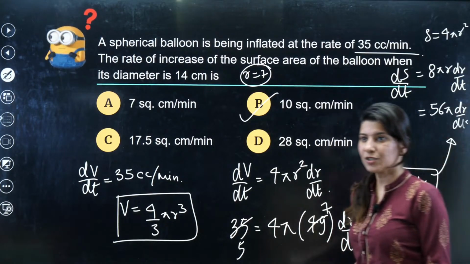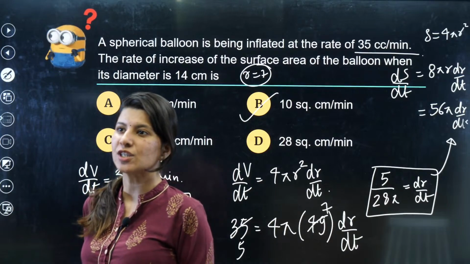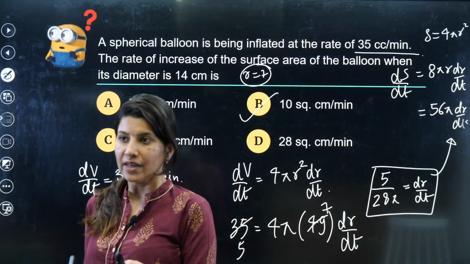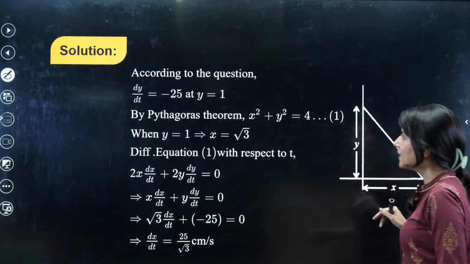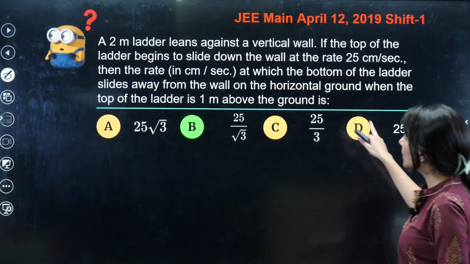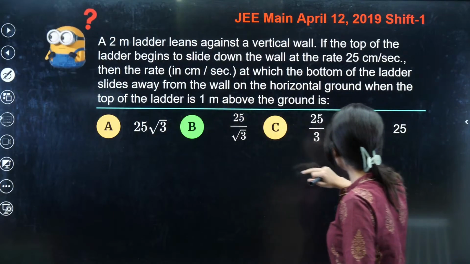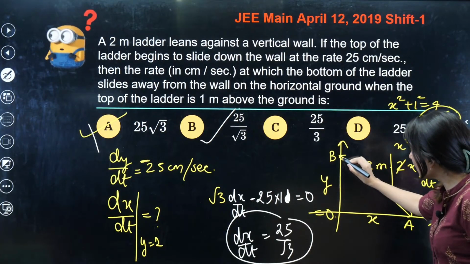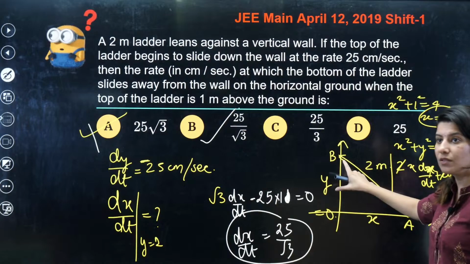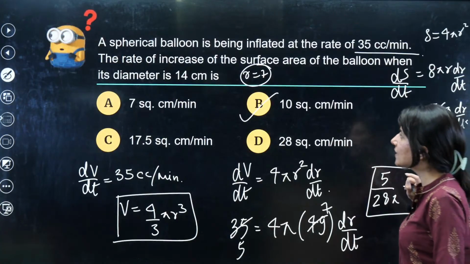Clear? This question is clear? Yes. Okay, why should we take y equals 1 in the question, Lavanya? If you have read the question nicely, it is mentioned in the previous question, y is equals to 1. Why are we taking it? Because it is given that the top of the ladder is 1 meter above the ground. So the ladder is like this, and y is nothing but 1. It is mentioned in the question, Lavanya. Okay, I hope that it is clear.